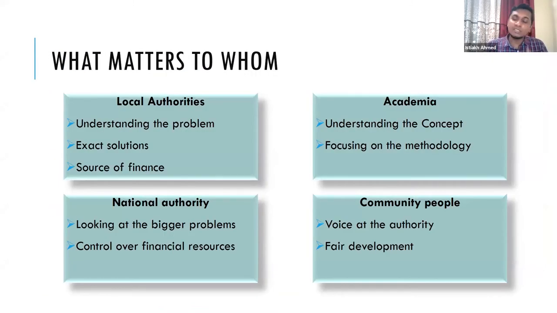What matters to whom? Out of these dissemination events, what we have learned, even from a research project, is that different stakeholders try to get different things. For example, the local authorities really want to understand what the problem is, what the root cause of those problems is, and how we can solve it. And then what could be the financial resources to solve those problems. Similarly, the national authority is also concerned about the financial resources. At the same time, they want to see how these financial resources get controlled, because in a lot of cases, a good number of finances goes from the central government but doesn't really reach the local government as it was supposed to.